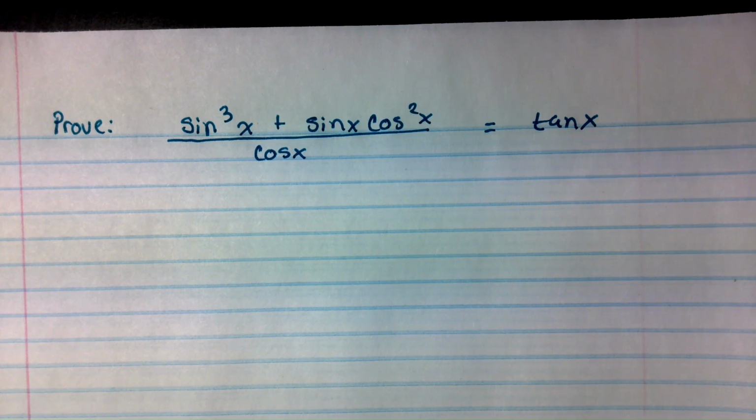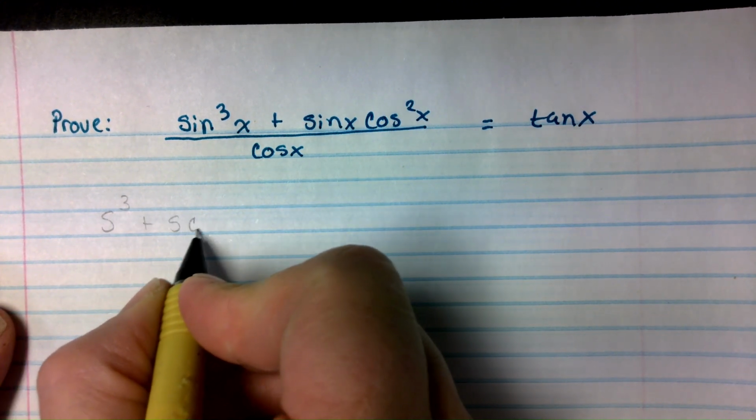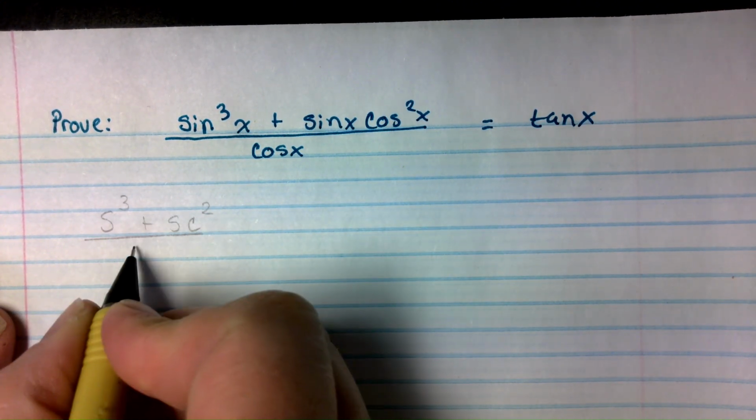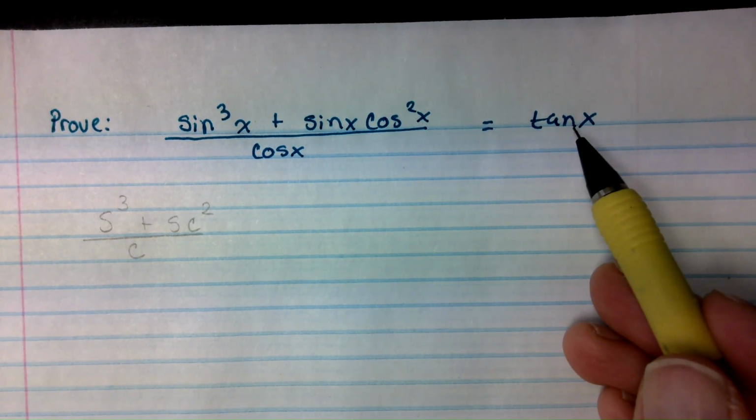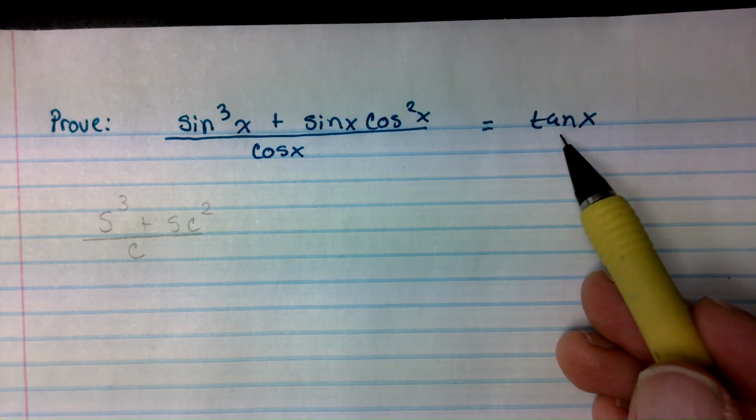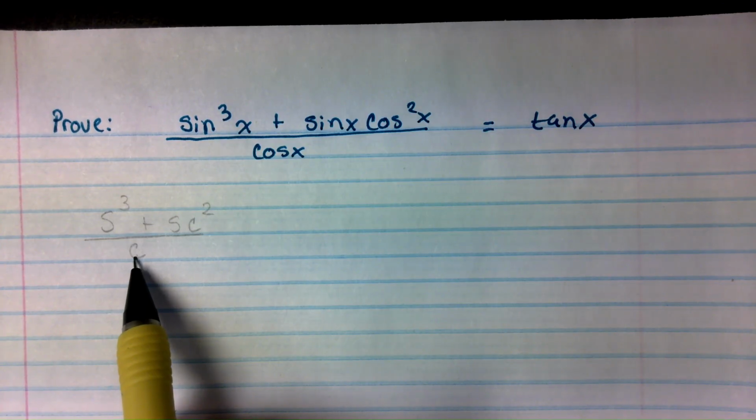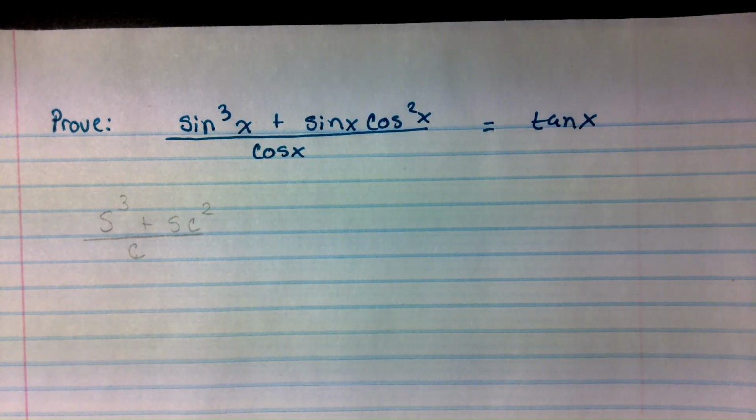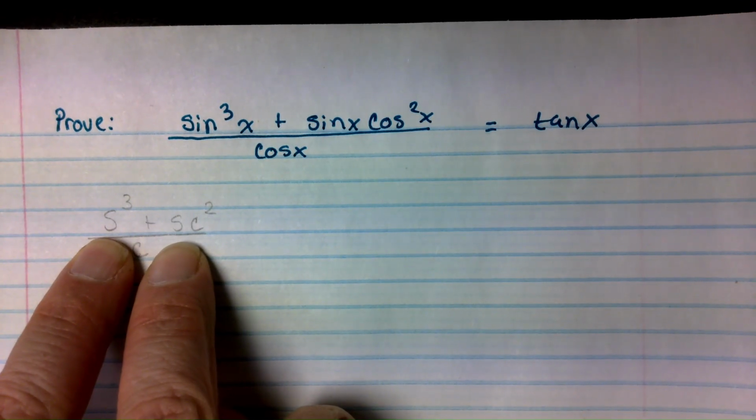So I'm going to use that trick I used just a few minutes ago of going down to a single letter for everything to see if that might help you identify something. So we have sine cubed plus sine cosine squared divided by cosine. Now keep in mind that tangent is just sine divided by cosine. So we'd love to get this to just sine divided by cosine, and the divided by cosine is there. But what a lot of people don't see is that there is a GCF right here. We can actually factor the numerator.